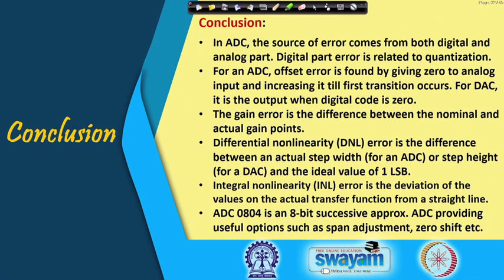That also we have noted. And finally, we have seen how ADC 0804 works, and how we can use it for different kinds of operation by using span adjustment, zero shift, even for bipolar signal analog to digital conversion. So, all these things we have seen. Thank you.